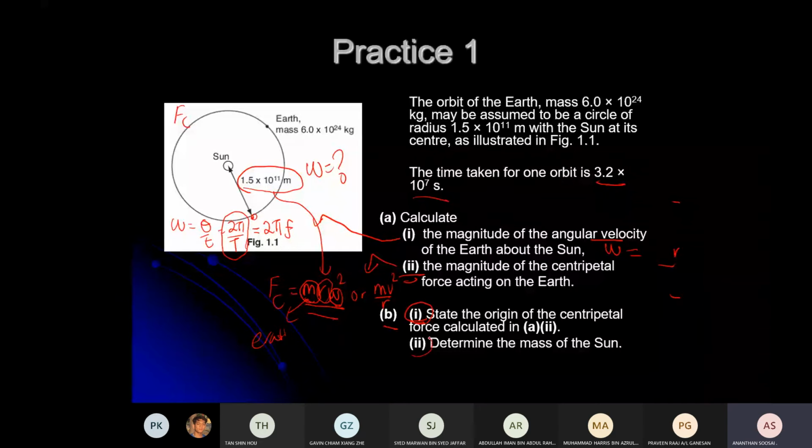Okay, last, determine the mass of the sun. Now I leave it to you. How do you get the last one? What equals what? You get the last answer.